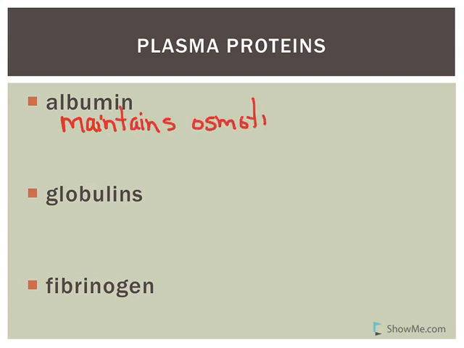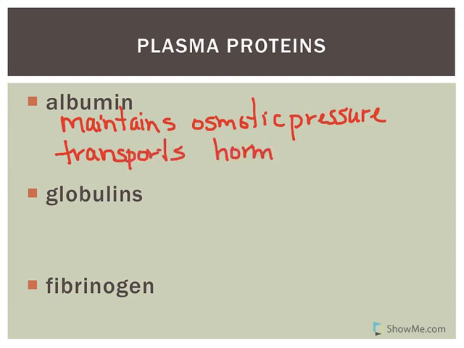You should have learned that in A&P 1. If you had me, you had it. You learned about osmotic pressure. Albumin also serves as a transporter, transporting things like hormones, which we covered during the endocrine system, and things like, say, fatty acids, FA.